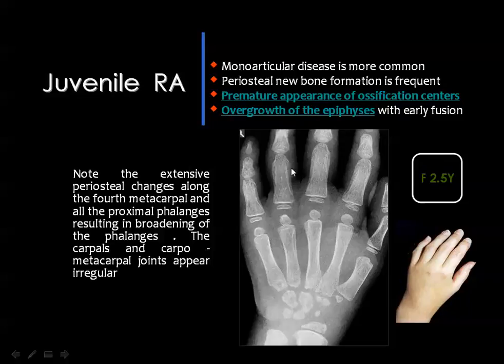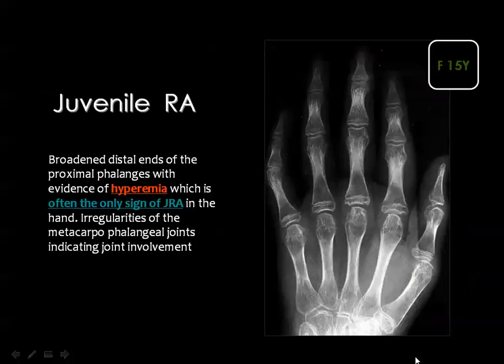If you look in the hand, you can see it around the phalanges, and you can see it also around the metacarpals. Due to hyperemia, there may be premature appearance of the ossification centers, and there also may be overgrowth of the epiphyses with early fusion.